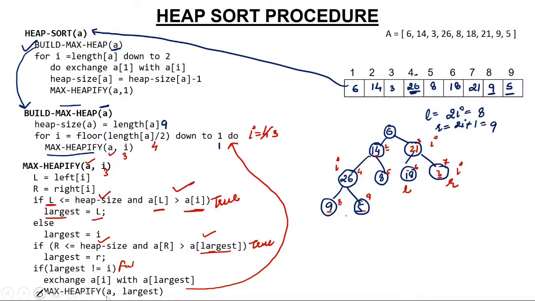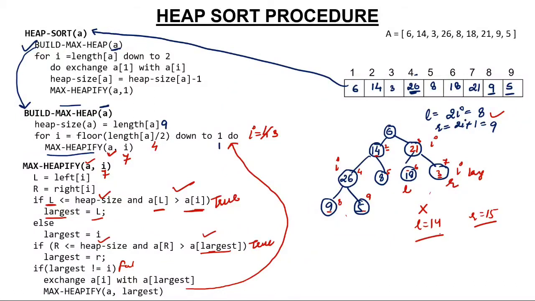What is largest? Largest is at 7, this one was largest. So I'll pass this largest, so I'm again calling with the value of largest, 7. So again it will call with A and 7. L will become left of I. Is there any left? No, there is no left. If I calculate using this formula, what will be the value of left? 2 into I, that is 2 into 7. So L will have 14 and right will have 15.